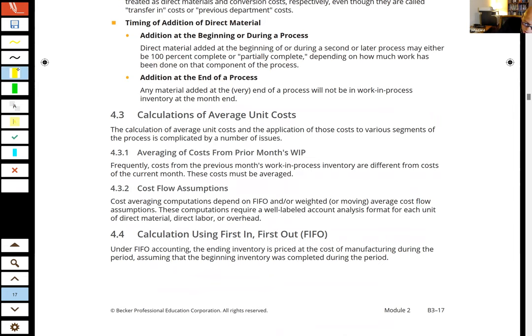Now, what makes this difficult for me sometimes is we have two different methods. There are two cost flow assumptions that we're going to talk about: FIFO and weighted average. Depending on which method you use, how we calculate equivalent units and the cost per equivalent unit is going to vary. My problem is, if I'm understanding FIFO, I can't think of weighted average, and vice versa. I can't hold them both in my head at the same time. You're going to have to be able to do that. So let's first take a look at the first in, first out method, and then we'll look at the weighted average after that.